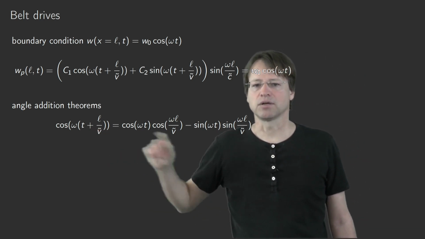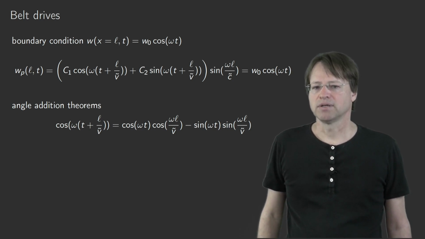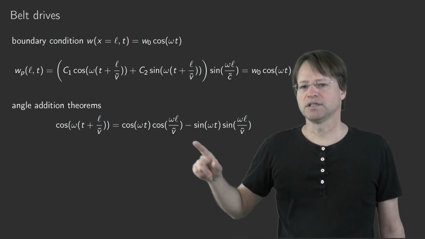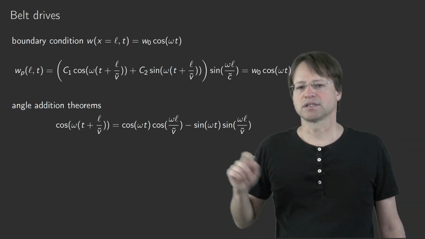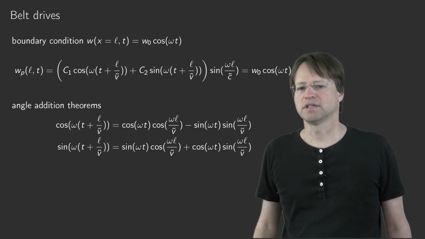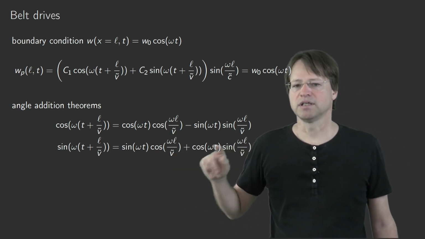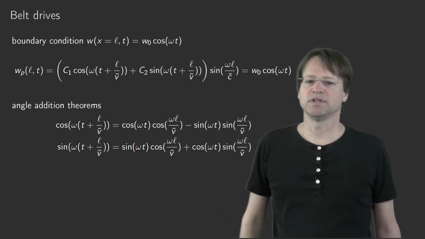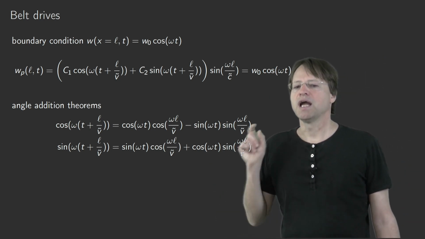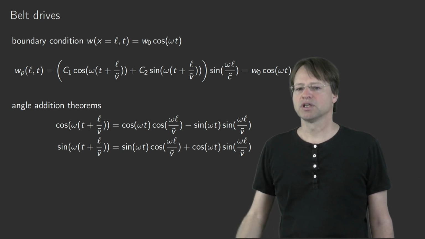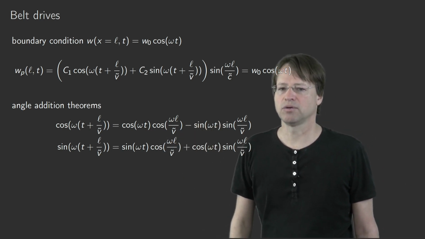So we replace the cosine of omega t plus L divided by v tilde by cosine omega t, cosine omega L divided by v tilde, minus sine omega t, sine omega L divided by v tilde. The same will be done for the sine function: sine omega t, cosine omega L divided by v tilde, plus cosine omega t, sine omega L divided by v tilde. And we equate the coefficients, the factors in front of the cosine omega t and the sine omega t.